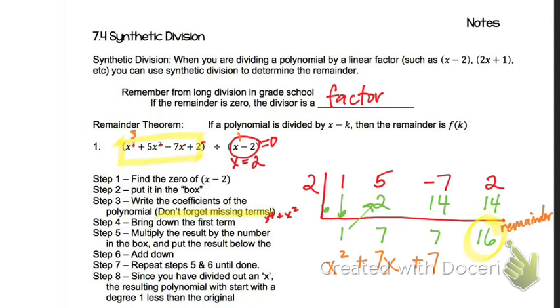Then if you have a remainder, which you don't always, and most times you don't, but if you do have a remainder, you would put plus 16 over, and then you put it over your divisor, x minus 2. So the remainder goes over the divisor.